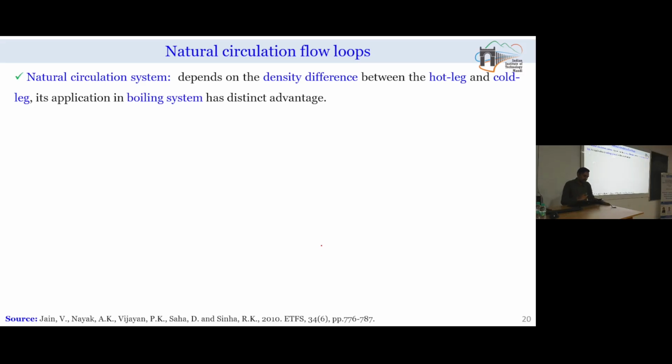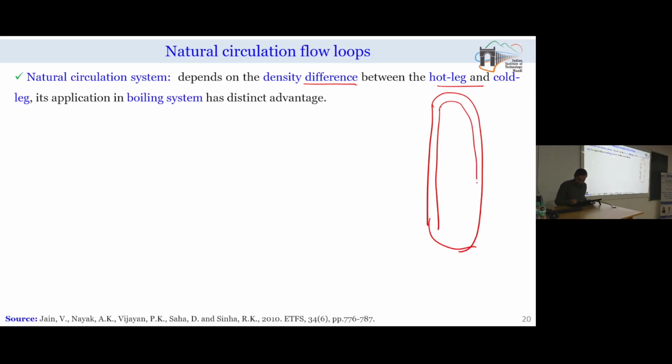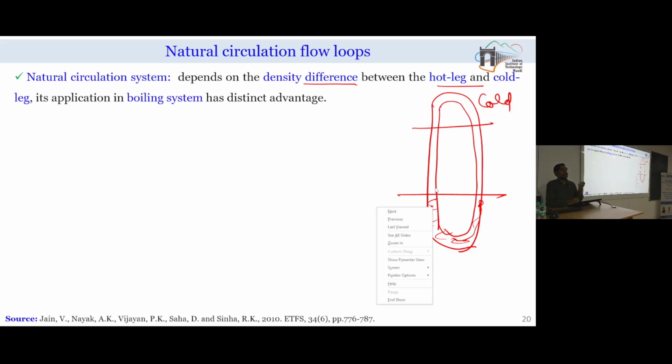So in natural circulation systems, the density difference between the hot leg and cold leg drives the flow to take place. For example, if you have an arrangement something like this, this is the hot portion, this is the cold portion, and you have some working fluid. This working fluid will be gaining heat in this portion. Once it is gaining heat, its density will become less. Once its density is becoming less, it will try to move in the upward direction.